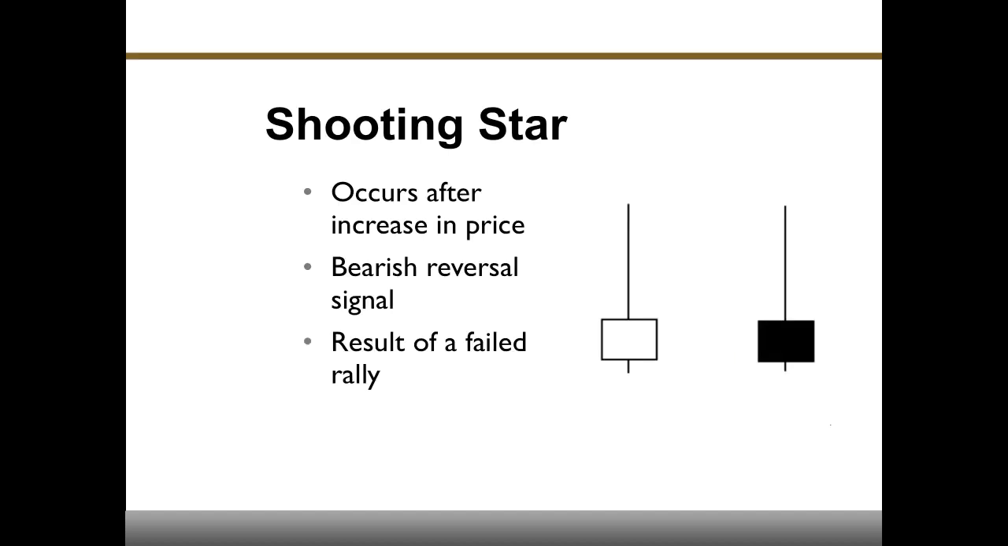A shooting star looks identical to an inverted hammer, but has a much different implication. Where the inverted hammer occurs in a downtrend and signals an upward reversal, the shooting star is usually seen at the top of an upward move in price and signals a likely downturn in price. The shooting star is often described as the result of a failed rally.